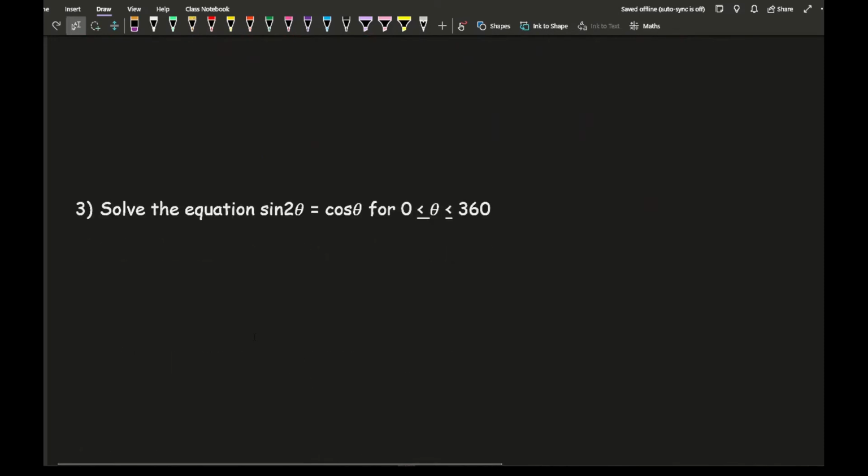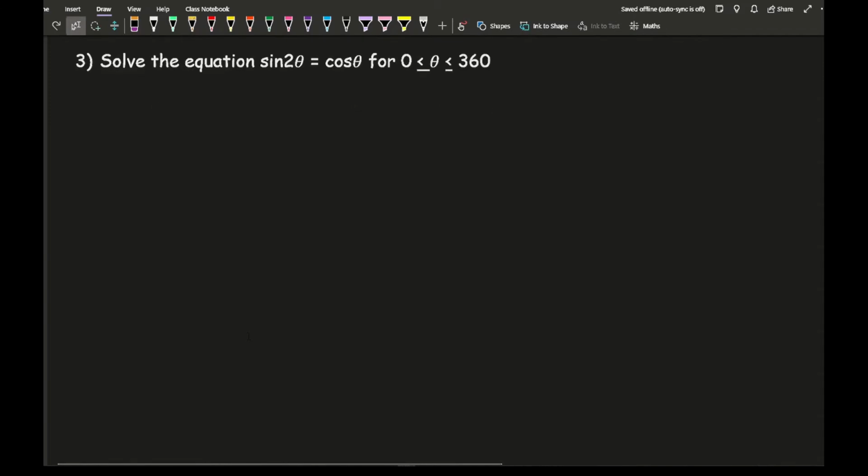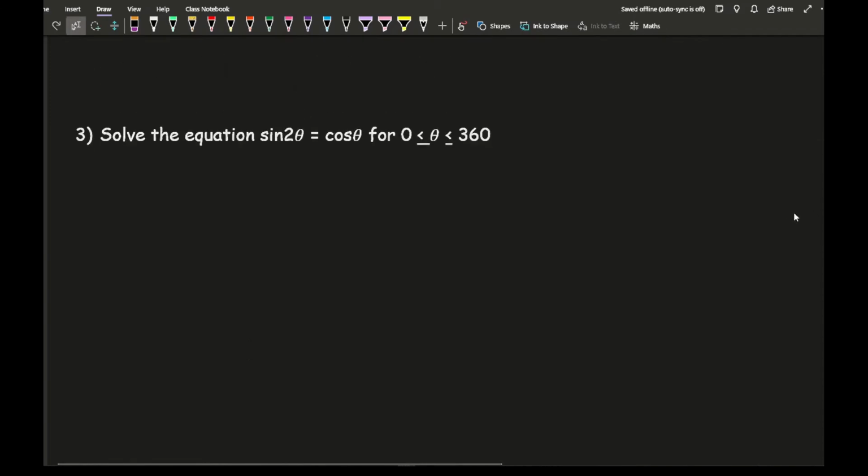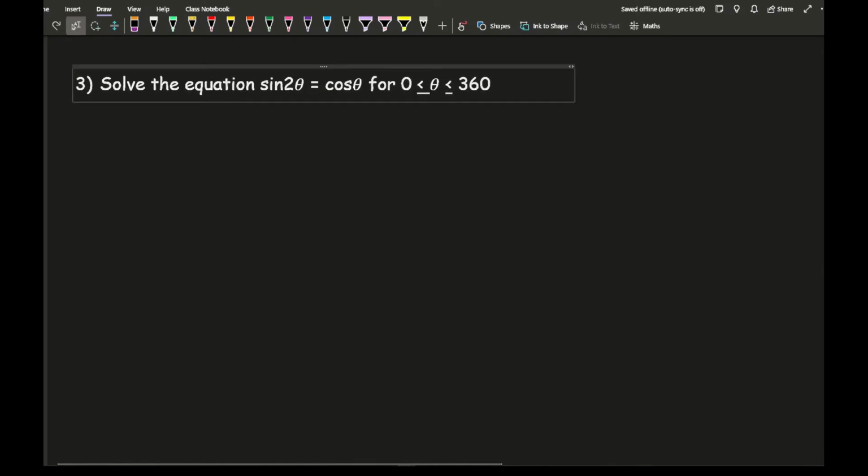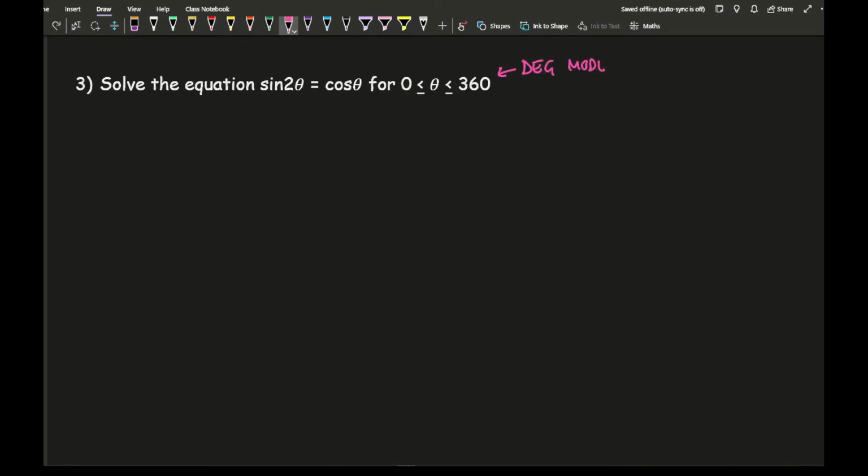So in our third example, the question is asking us to solve the equation sine 2 theta equals cos theta for the range of 0 to 360, inclusive of the values 0 and 360. Always remember the basics: for this, we are working in degree mode, so make sure that your calculator is in degree mode and not in radians.